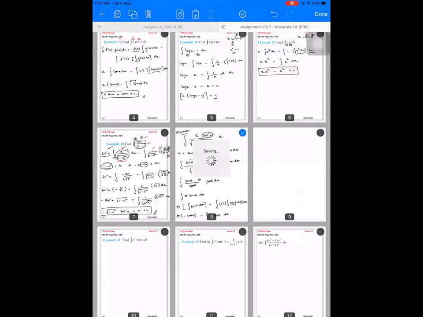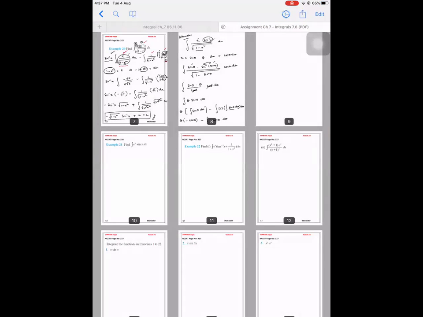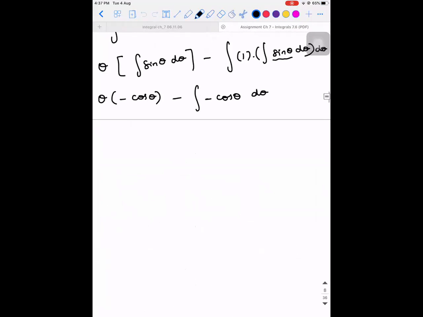Sine theta. 1 minute. So theta into minus cos theta plus integral of cos theta is going to be sine theta plus c. I hope it's clear to this step.